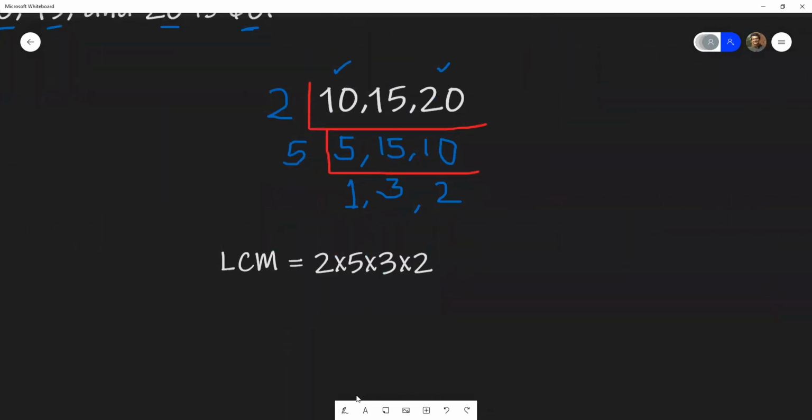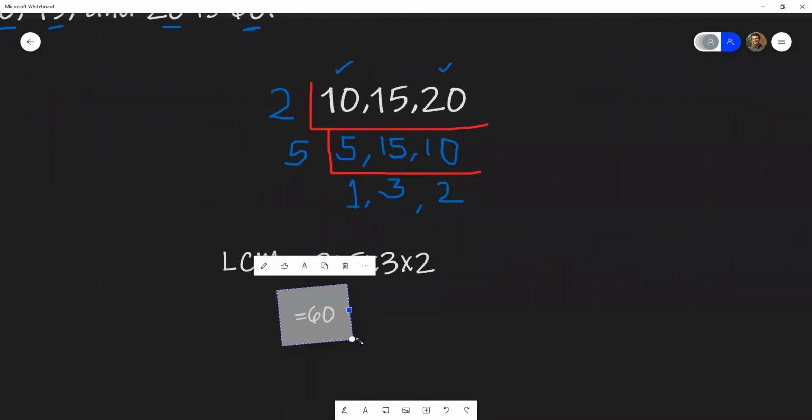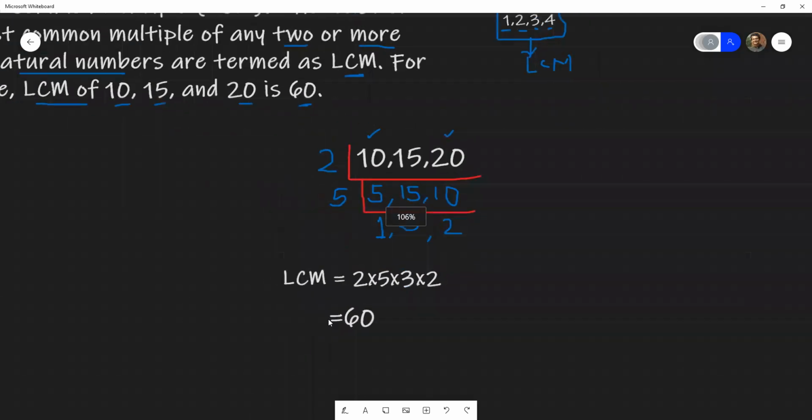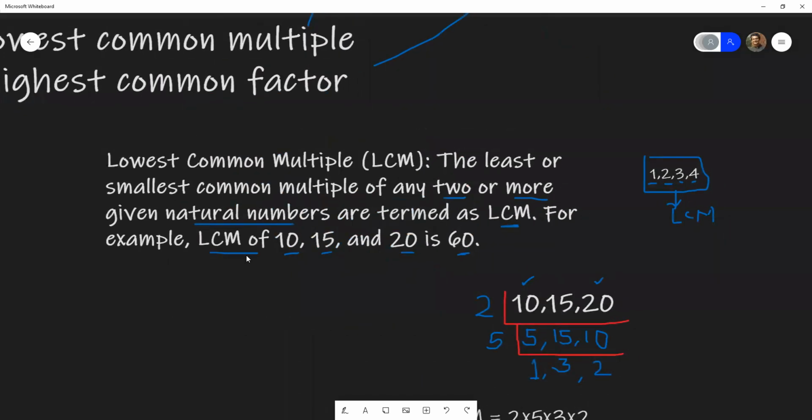So now we get what? Equals 2 multiplied with 5 is 10. Then 10 multiplied with 3 is 30. 30 multiplied with 2 is 60. So we get 60. That's how you determine LCM, or lowest common multiple. So that's why, in the given example, the LCM of 10, 15, and 20 is 60.